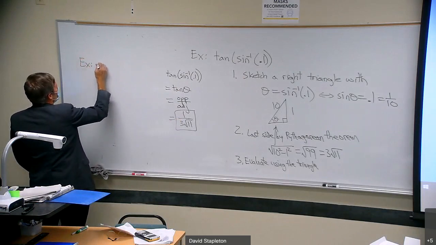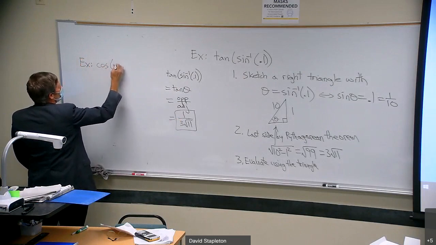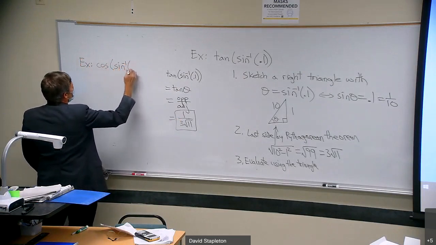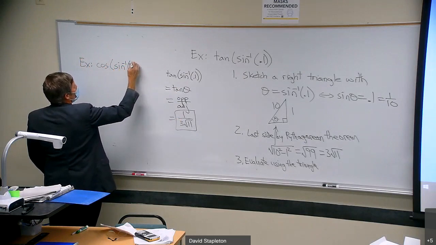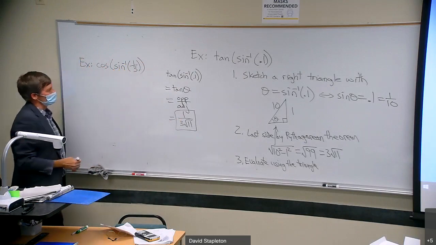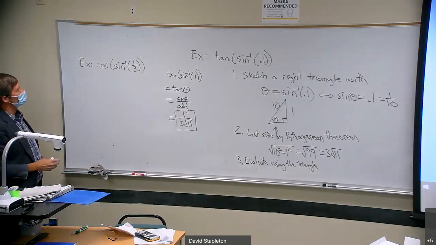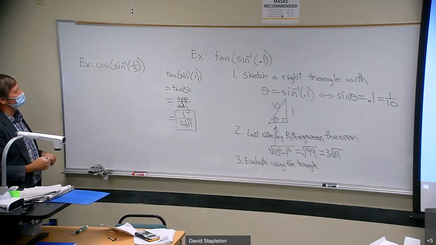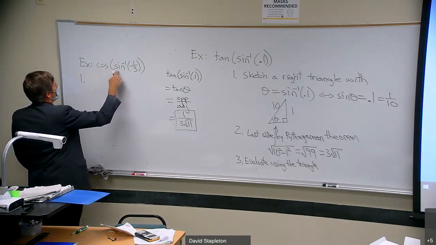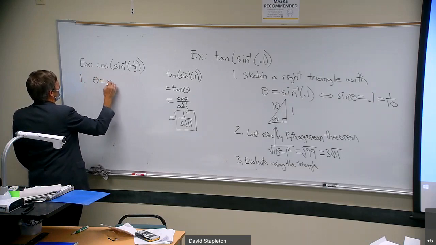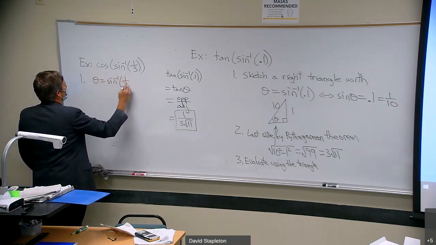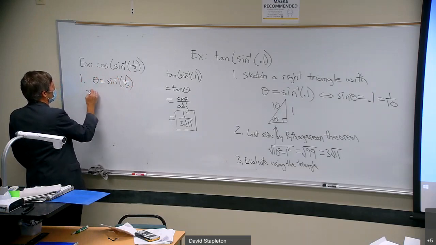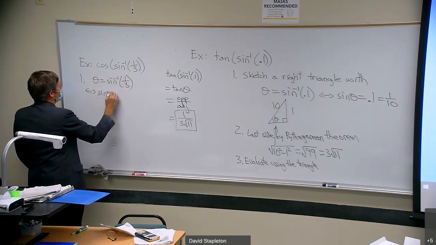What if I wanted the cosine of the arc sine of 1/3? How about that? 1/3 isn't the sine of a special angle, so I can't do the arc sine exactly. Nonetheless, the trig function of the inverse trig function can be done exactly. Just remember that. Trig function, inverse trig function, draw a triangle, right? So step one, I draw a triangle with theta equal the arc sine of 1/3. Since this is a fraction, let's rewrite it as sine theta equals 1/3.